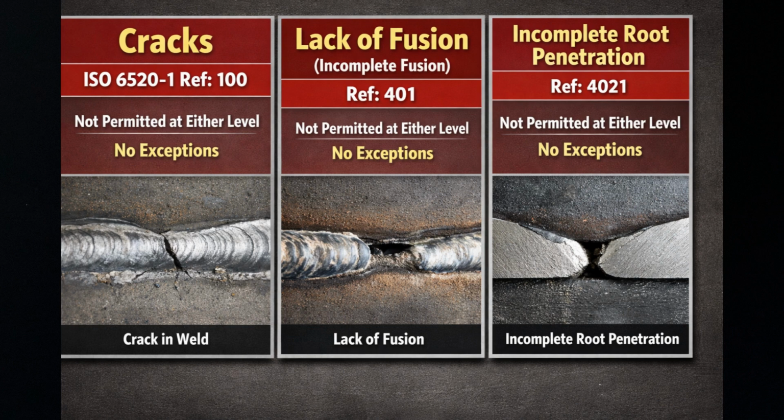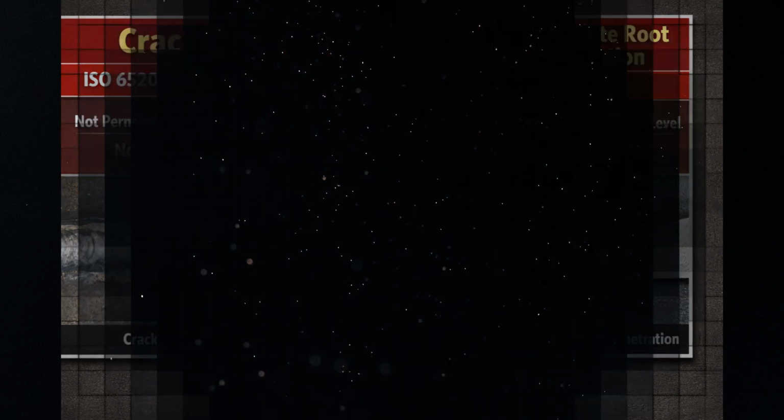Cracks. ISO 6520-1 reference 100. Not permitted at either level 1 or level 2. There are no exceptions. A crack means the test piece has failed. Lack of fusion, also called incomplete fusion, reference 401, not permitted at either level. Again, no exceptions. Incomplete root penetration, reference 4021, not permitted at either level.